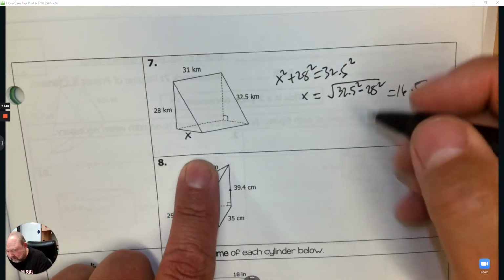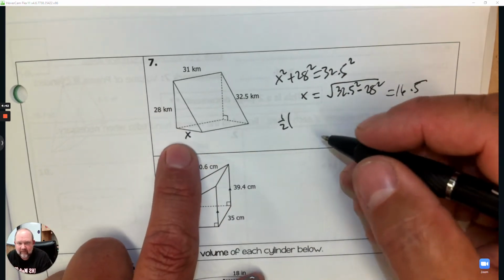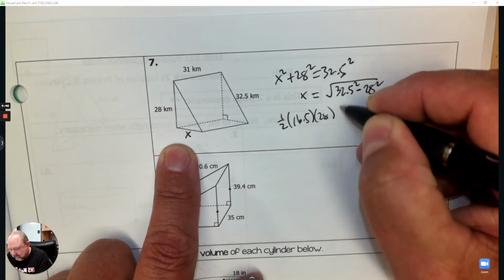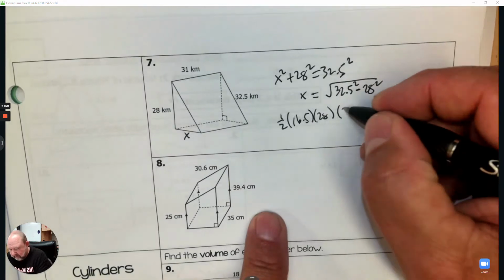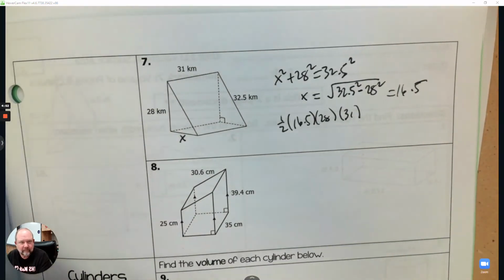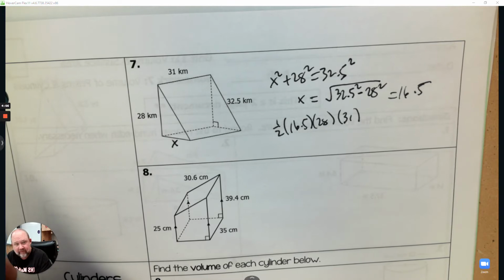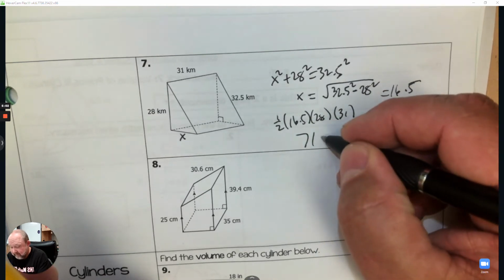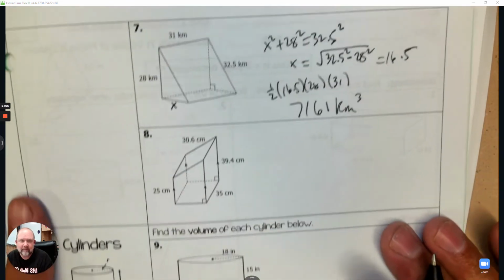So the area of the base, so a triangle is 1/2, and we have 16.5 and 28 times the distance between the bases, which is 31. So 0.5 times 16.5 times 28 times 31. And the volume is, again, a big number, 7,161, and that's kilometers cubed. Huge.